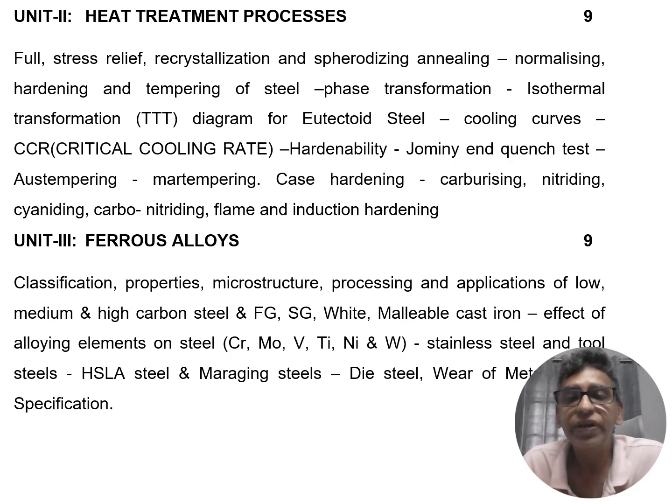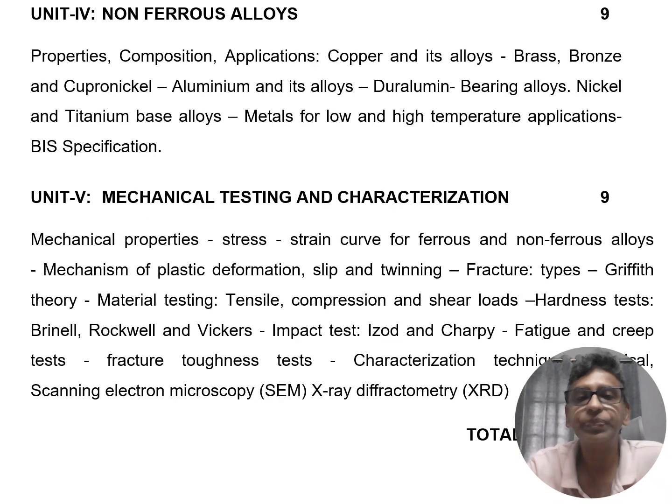Unit 3 deals with ferrous alloys, classification, properties, microstructure, processing and applications of low, medium, high carbon steel, flake graphite, SG iron, white, malleable cast iron, the effect of alloying elements on steel. For example, you take chromium, molybdenum, vanadium, titanium, nickel and tungsten, stainless steel and tool steels, and high-speed, low-strength alloy steels, maraging steels, die steel, wear of metals, and specification.